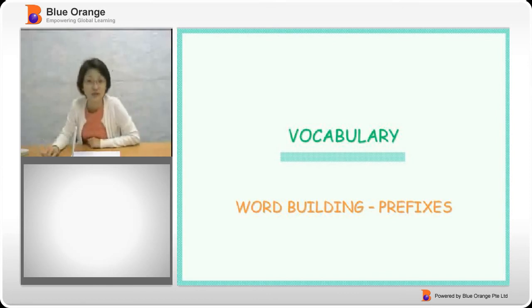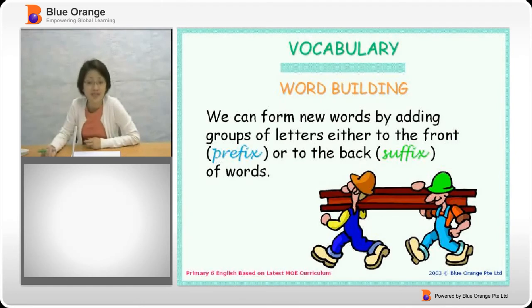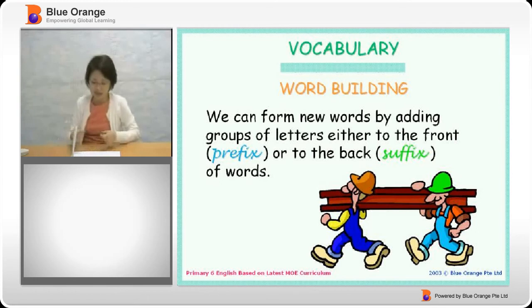Ready for some word building? Well, what is the meaning of word building? We basically build words from a root word. Let me give you an example of this.